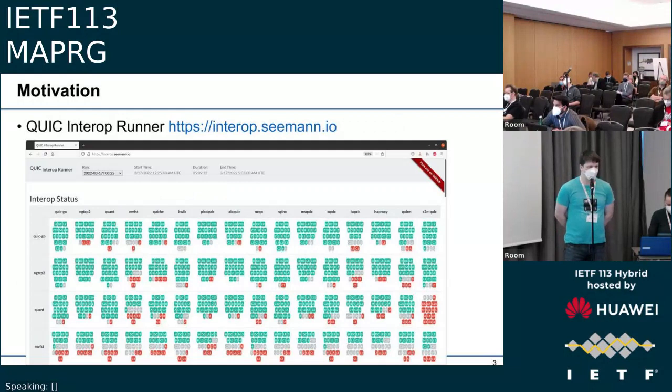You're probably all aware of the QUIC Interop Runner. For those who are not aware, here's a screenshot of it. It was developed and is maintained by the QUIC Working Group and especially Martin Seemann. And I have to say a big thank you for providing this framework, which helped us to integrate our satellite scenarios. Next slide.